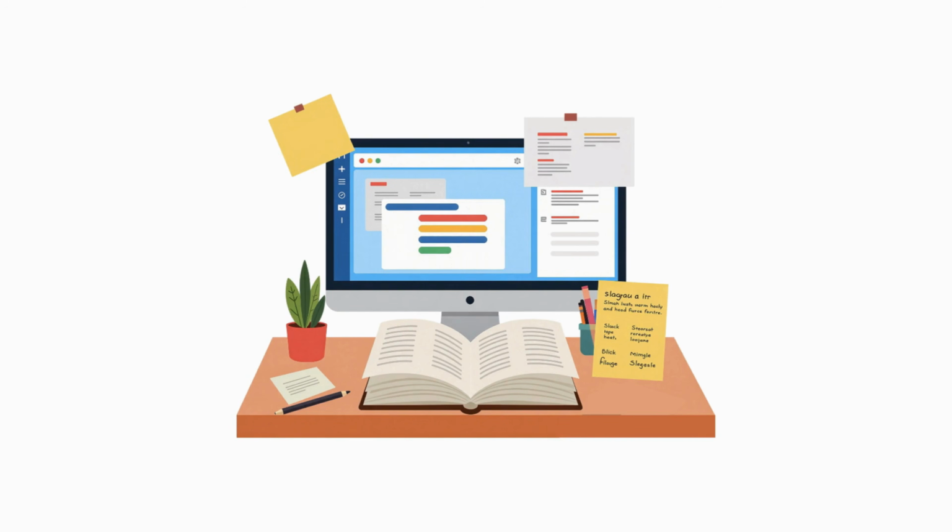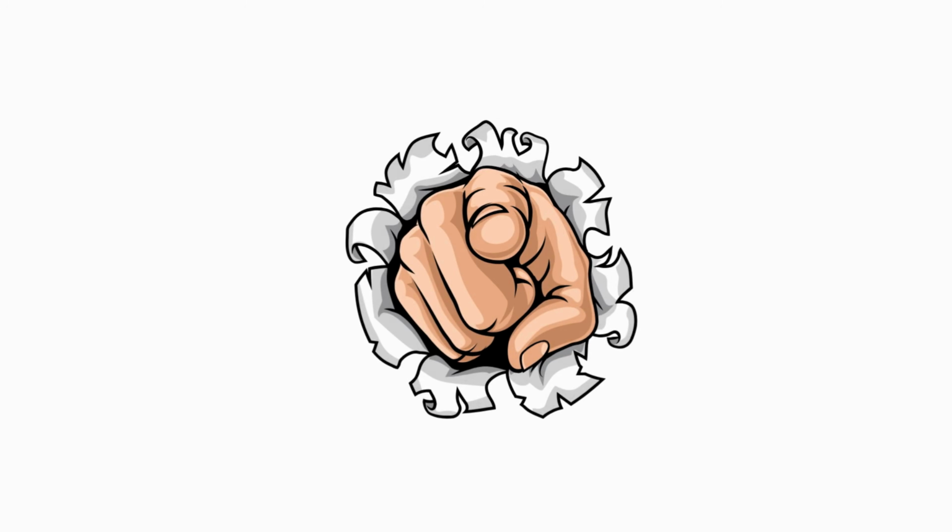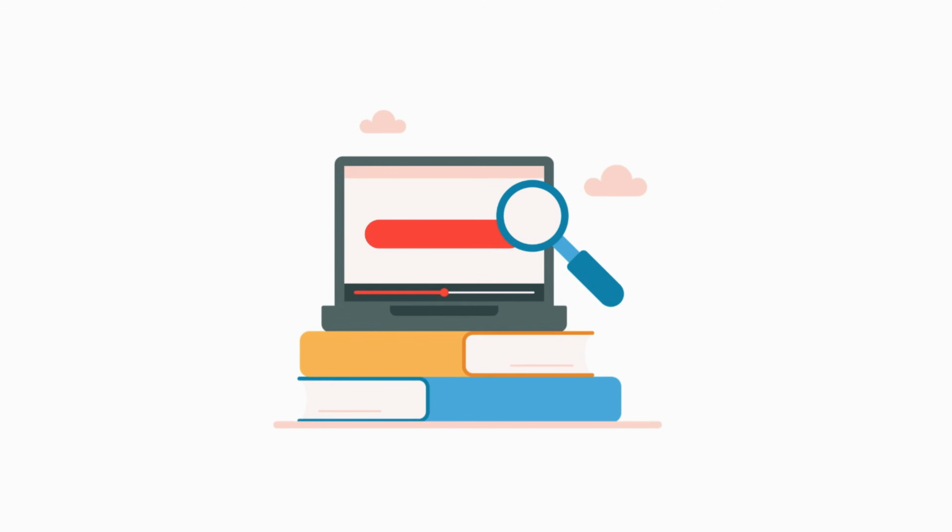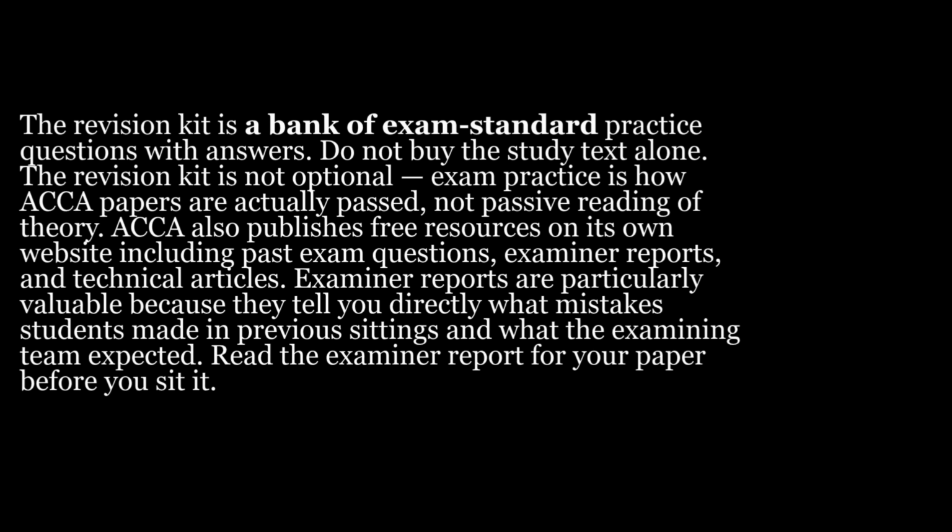Step 5. Get your study materials. ACCA approves specific publishers for study materials. The two main ones are Kaplan and BPP. For every paper you sit, you need 2 materials from your approved publisher, the study text and the revision kit. The study text is the main learning resource. The revision kit is a bank of exam standard practice questions with answers. Do not buy the study text alone. The revision kit is not optional. Exam practice is how ACCA papers are actually passed, not passive reading of theory.